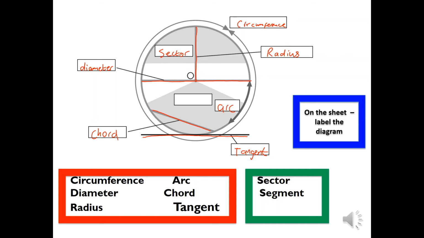And finally, the segment is known as the area formed between an arc and a chord. An arc and a chord. So the area between the arc, so this arc here, and this chord here, this area here is known as the segment. I like to think of it as a slice of orange, sort of a segment of the orange.